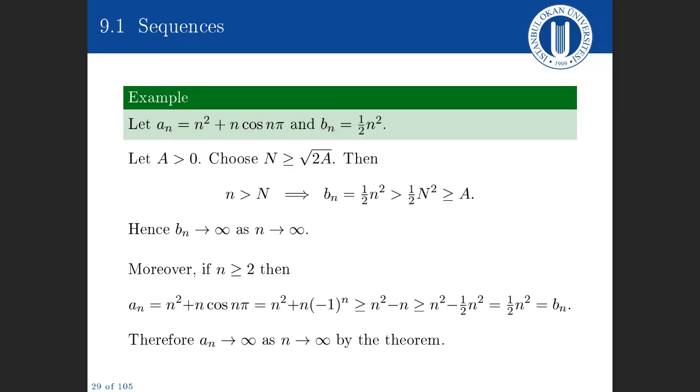And this is the part where I'm using n is bigger than 2. I'm saying that we can replace the minus n by minus a half n squared. As long as we're bigger than 2, a half n squared is going to be bigger than n. But that's just exactly bn. So what do we have? We have that bn tends to infinity, and we have that an is bigger than bn. Therefore, an also tends to infinity by the theorem.